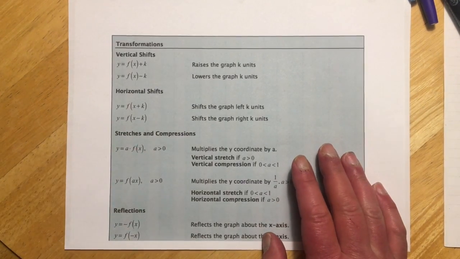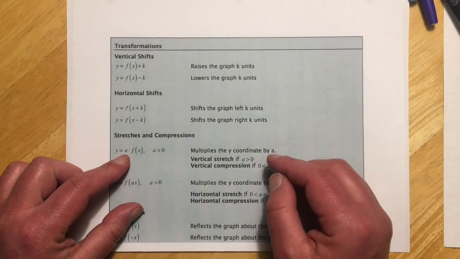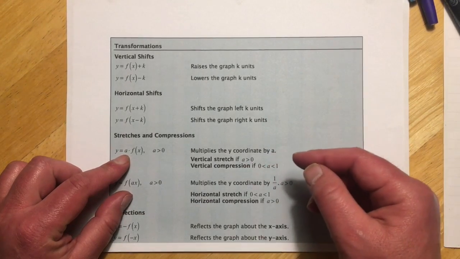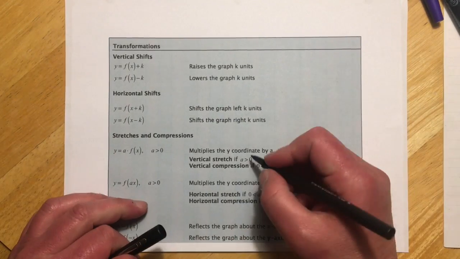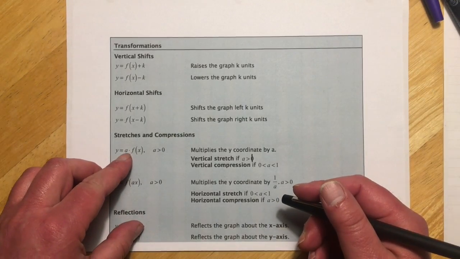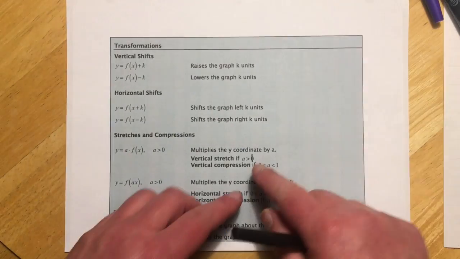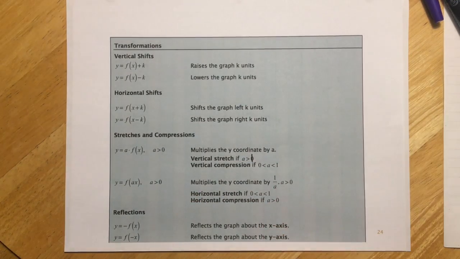Stretches and compressions. So if we have a number out front and the number is, actually that should be greater than 1 right there, sorry. It's greater than 1. Then this would be a vertical stretch. If it's between 0 and 1, it's going to be a compression.